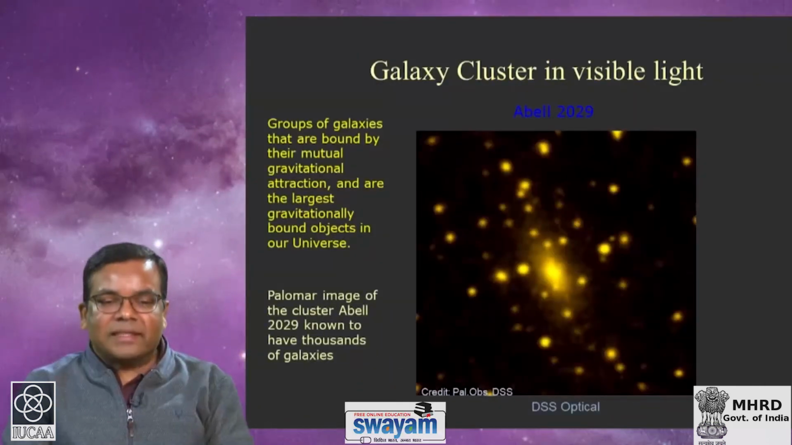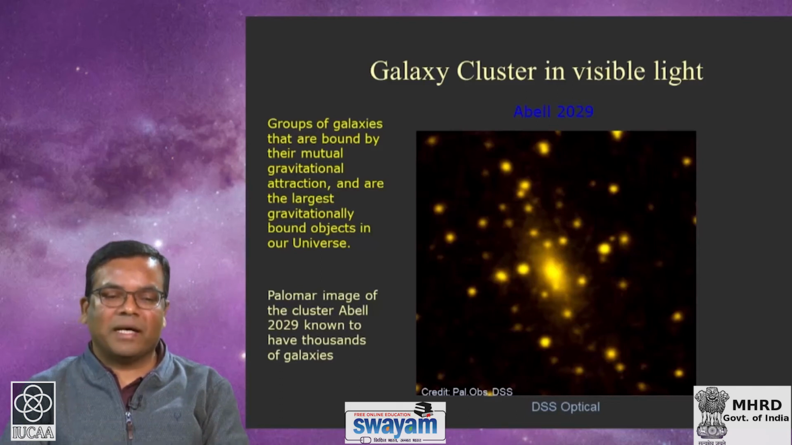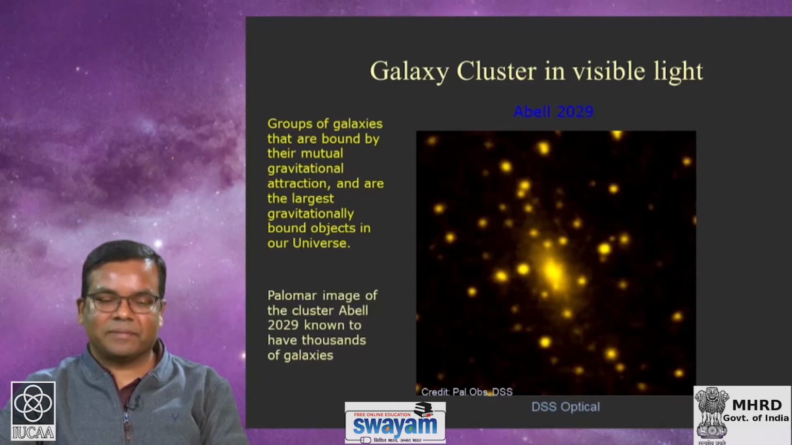Another kind of very interesting objects in X-ray astronomy are these galaxy clusters. So, what are the galaxy clusters? These are essentially groups of galaxies. The galaxy clusters contain a large number of galaxies and are bound by their mutual gravitational attraction, and are the largest gravitationally bound objects in the universe.